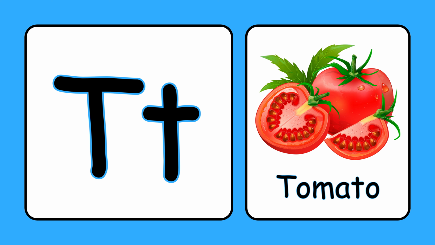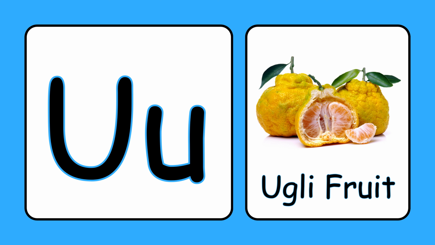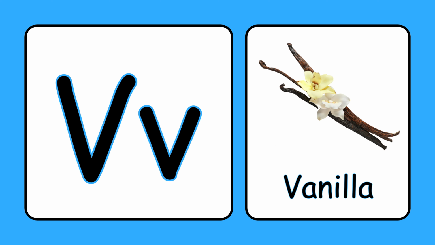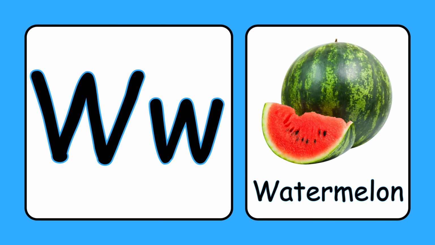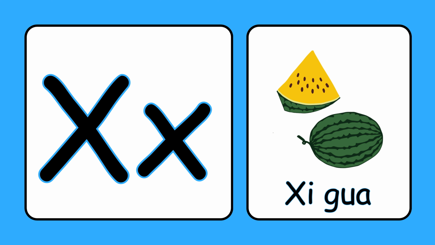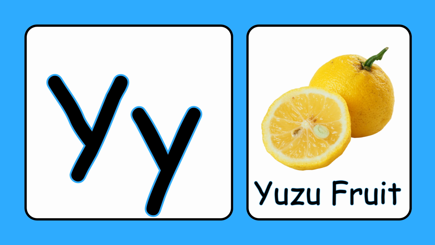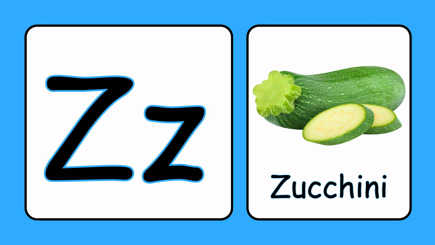T as in tomato. U as in ugly fruit. V as in vanilla. W as in watermelon. X as in chigua. Y as in yuzu fruit. Z as in zucchini.